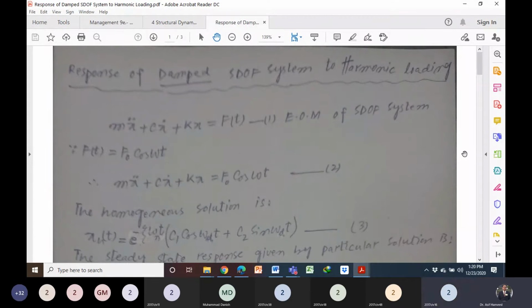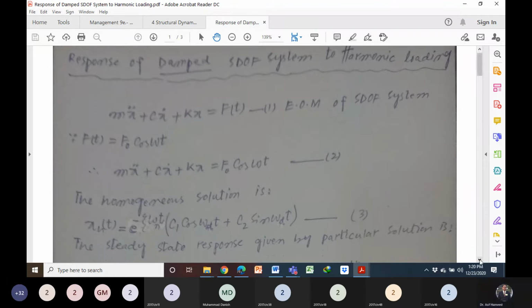So the previous topic was response of undamped single degree of freedom system to the harmonic loading. Now we are considering the damping in the system. So, response of damped single degree of freedom system to the harmonic loading. The equation of motion is the same: m x double dot plus c x dot plus k x is equal to F(t).